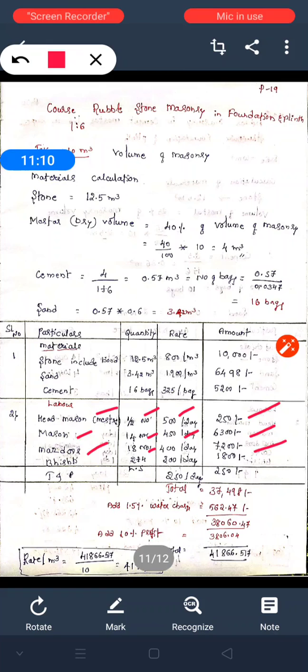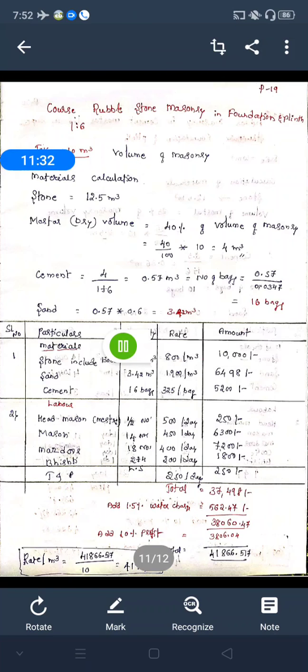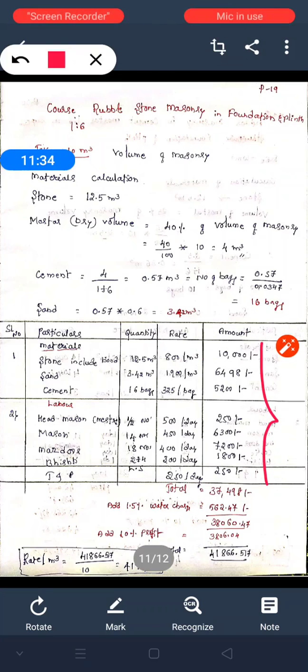And BISTI, 2 plus 4, is nothing but 2 number of BISTI and 4 number of coolie here. So we took an average amount of around 300 rupees, then it will be 6 into 300, around 1800 rupees. Then tools and plants, 250 lump sum, so it will be considered 250 here. Then after adding all these amounts, we got the total cost of around 37,498.